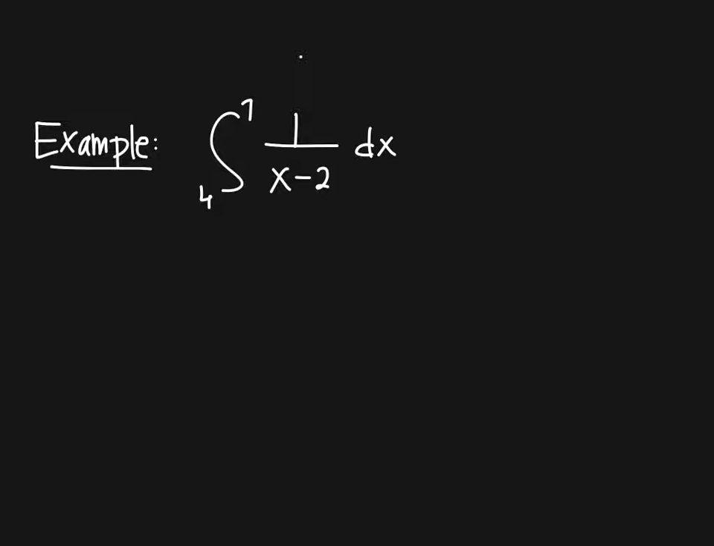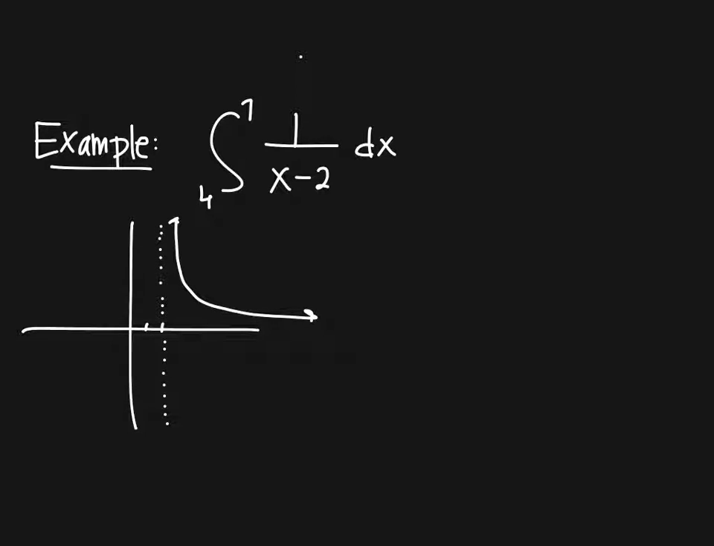So let's say that you're asked to evaluate the following integral using the fundamental theorem. So let's go from 4 to 7 of 1 over x minus 2, and then relative to the x-axis. So 1 over x minus 2 is a hyperbola. It's a hyperbola that's shifted 2 to the right. And so if I've got a graph, I know that 2 to the right is an asymptote. And then my hyperbola looks like this.